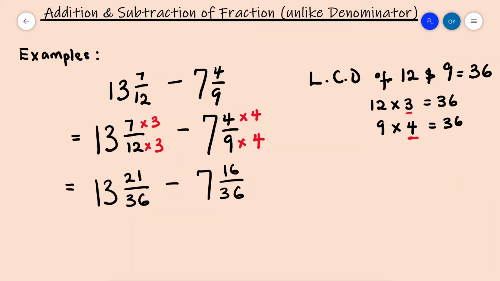Now they have the same denominator, so we can subtract the numerators and the whole numbers. So we have 13 minus 7 is 6. 21 minus 16 is 5. Then over 36. So that would be our final answer, 6, 5 over 36.